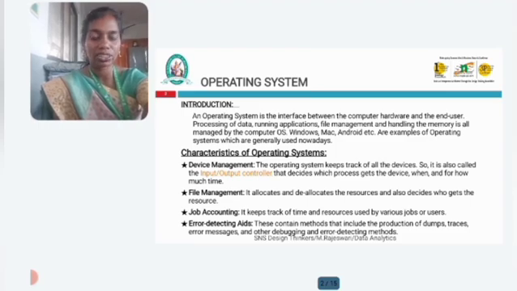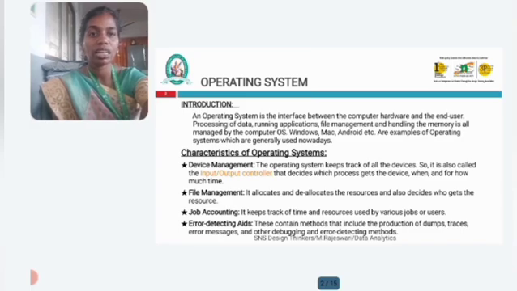What are the characteristics of an operating system? An operating system has many characteristics. Some important characteristics are the capability of device management, file management, job accounting and error detecting aids. So these are the characteristics of the operating system.